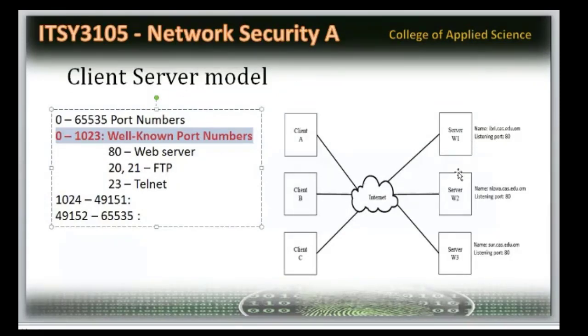Now, you see, in this case, they take all three web servers. So port number 80, port number 80, port number 80. This is sur.cas.edu.om, so this is the Sur web server. This is the Nizwa web server. And this is the Ibri web server. But for everything, the port number is going to be 80. The IP address will be different.